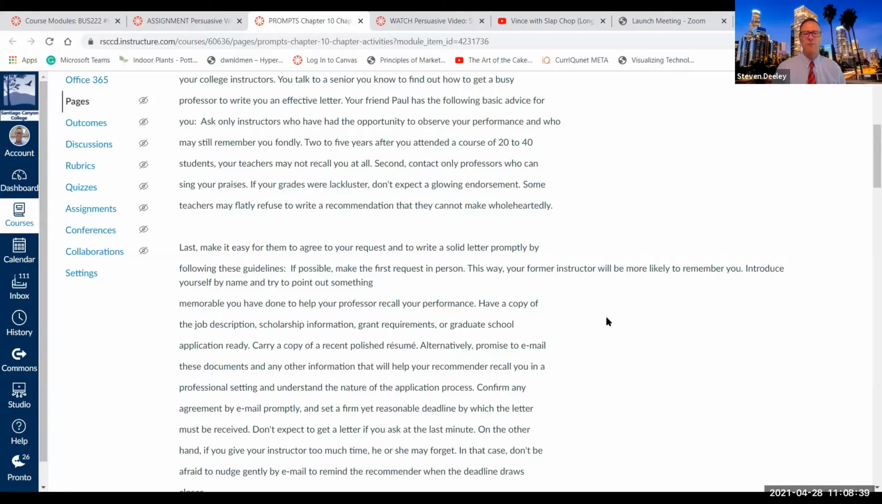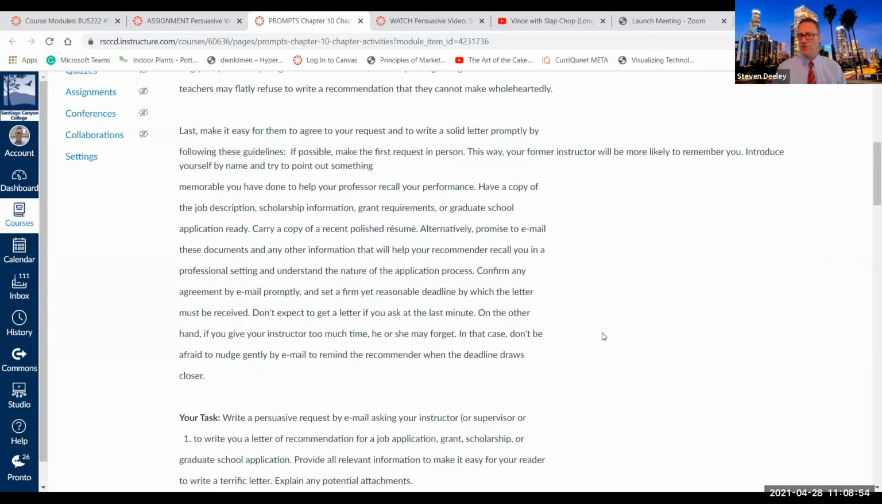Okay. Confirm any email agreement by email promptly and set a firm, reasonable deadline for the letter. That's usually one. And sometimes people wait till the last minute. And that's tough. That's just going to build more resistance, right? So you definitely want to give someone plenty of leeway. On the other hand, if you give your instructor too much time, he or she may forget. Yeah, that's one thing I would always say: when is this due? When do you need this? Because sometimes that's left a little vague.